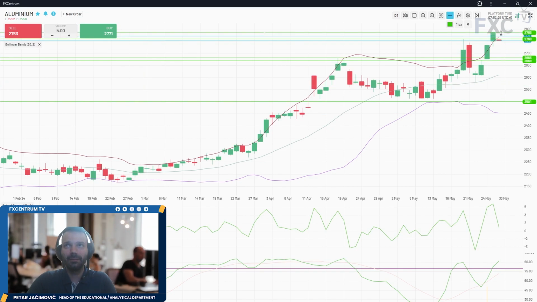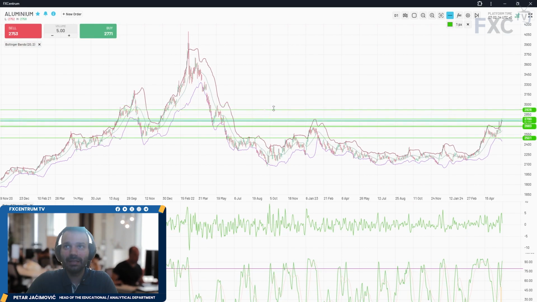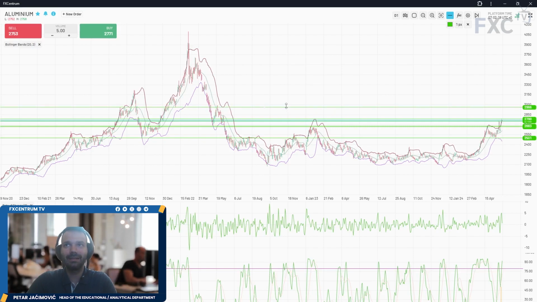So let's say the market can rebreak 2790, then we can get closer and market can trade maybe even towards 2928, or even 2966.